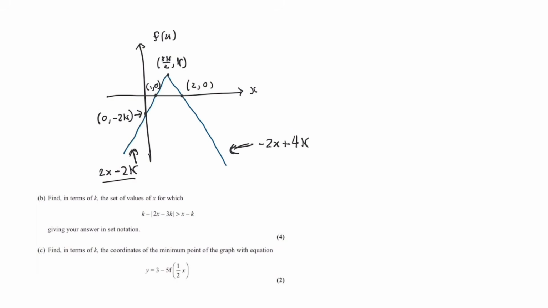Here for part B of this question, we're told to solve the inequality in terms of k, where this, which is just the graph we've drawn, f of x, is greater than x minus k.